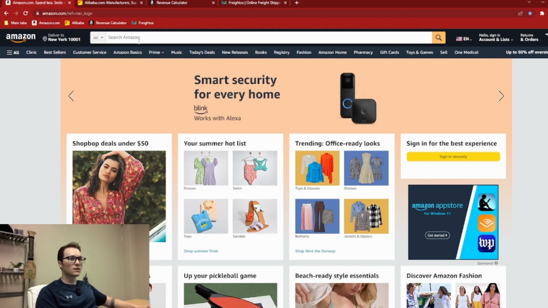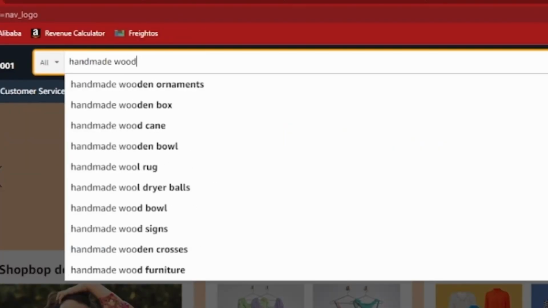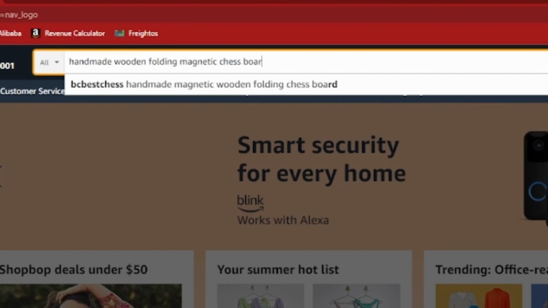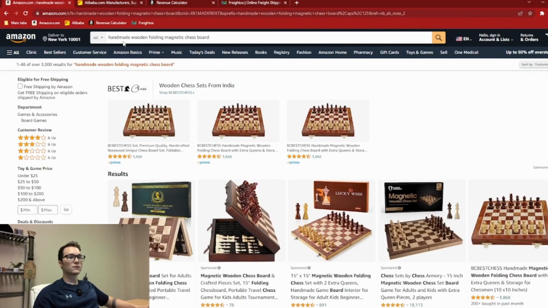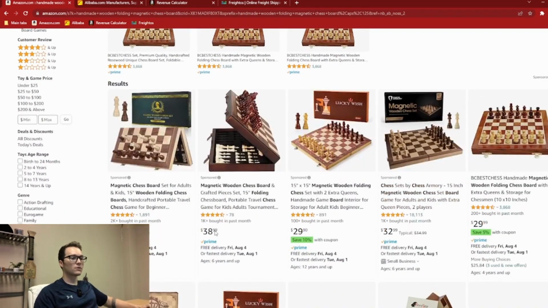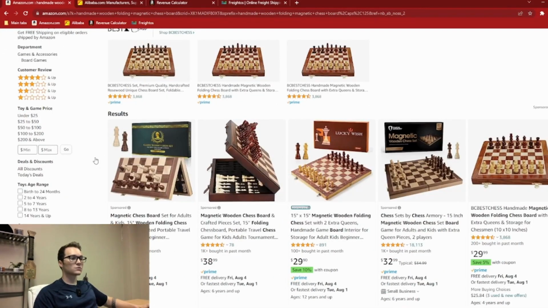So for this example today, I'm going to be searching for, this is a very specific keyword, right? Handmade, it's wooden, foldable, and it's magnetic. It's really hard to have different results here. As you can see, most of them are about the $30 to $38 range. So what we want to do is take these results here, find the product closest to what we want to sell. For example, say we wanted to sell this one, we can go on Alibaba and look for products that are similar.